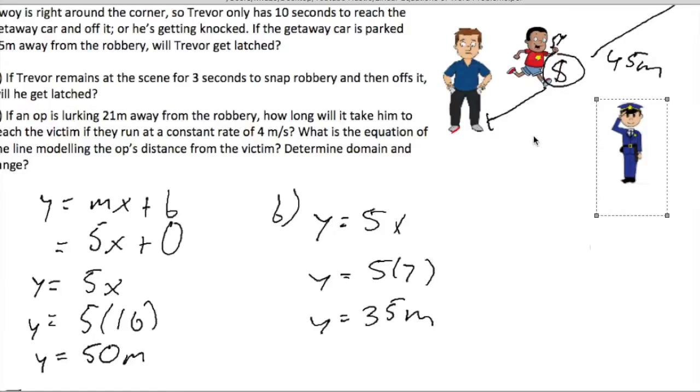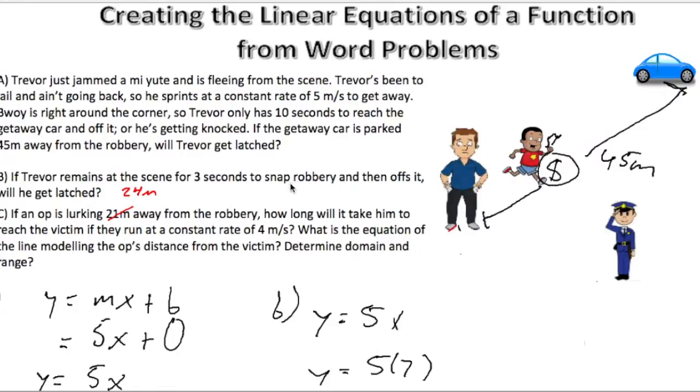Alright, so now for part C. Sorry, I found a little typo. It's not supposed to be 21 meters, it's supposed to be 24 meters actually. So now we can do the question with this adjustment. So let's draw it out.